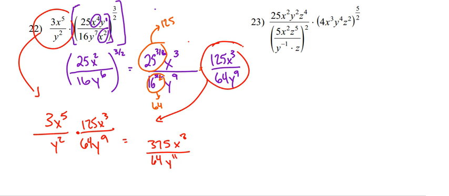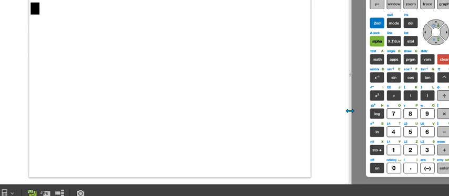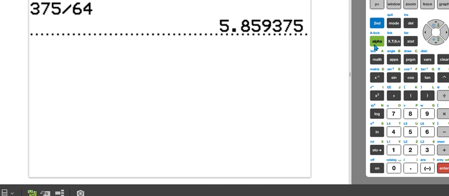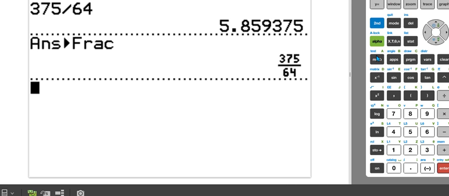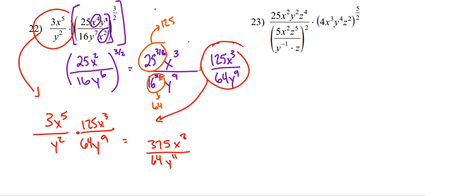And then you're thinking 375 over 64, does that simplify? We're going to check on it. Go to 375 divided by 64, then you hit math, enter, enter. And it tells you, hey, that's as simple as that fraction is going to get. So our final answer is actually 375 x to the 8th over 64 y to the 11th. Okay, so that's 22.